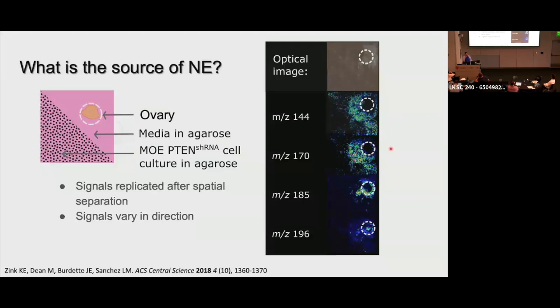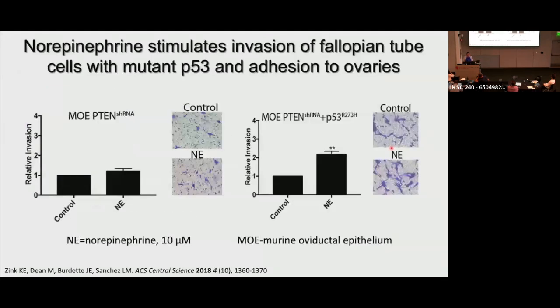So then the question became, was this also relevant in our hands? So we did a quick little invasion assay, and you could see this is not statistically significant. However, when we couple it with a P53 mutation, which is the most common in ovarian cancer, and you treat this with 10 micromolar norepinephrine, we do see an increase in invasion. So this aligns really well with all the things that other people had found. And again, we used this as a totally imaging mass spectrometry guided approach for ending up at these results.